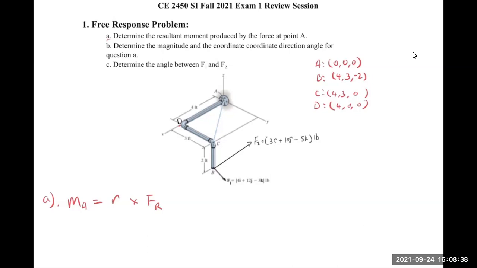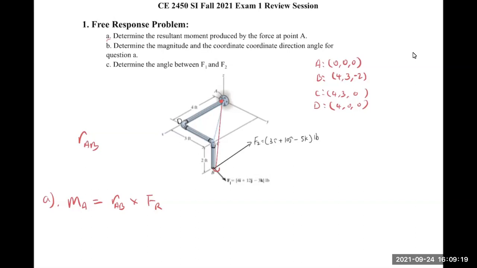I want you guys to remember that if the question is asking you to find the moment about point A, then R will be R_AB. Why? Because for the cross product you always want to go from where the resultant moment will be applied, which is A, to where the force is acting, which is at B. The force is acting at B and you want to find the moment at A, so you have to do R_AB.